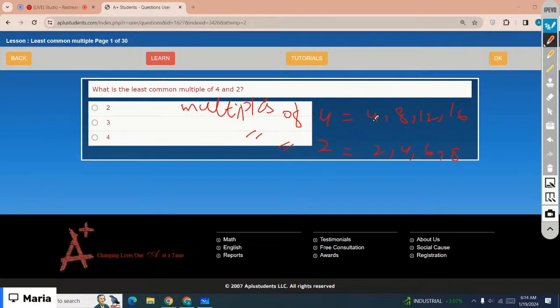So which is the least common multiple? Yes, that is 4. The smallest number is 4. So the least common multiple is 4. Got it?